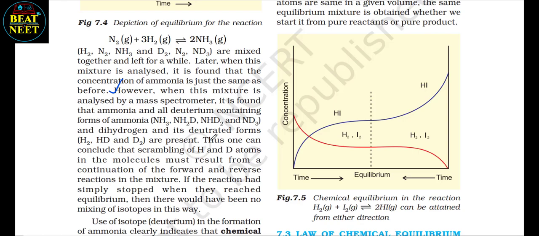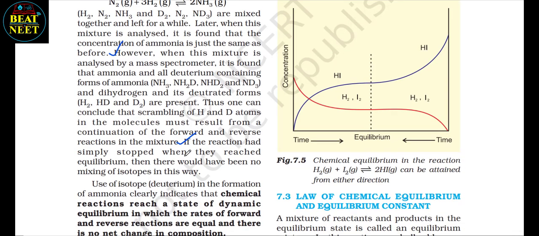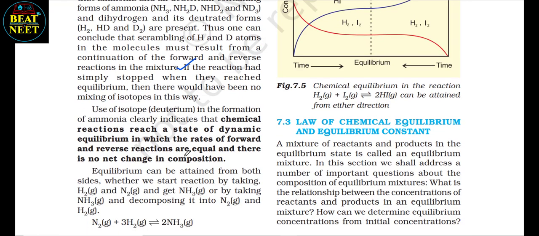Thus, one can conclude that scrambling of H and D atoms in the molecule must result from a continuation of the forward and reverse reactions in the mixture. If the reaction had simply stopped when they reached equilibrium, then there would have been no mixing of isotopes in this way. Use of isotope deuterium in the formation of ammonia clearly indicates that chemical reactions reach a state of dynamic equilibrium in which the rates of forward and reverse reactions are equal and there is no net change in composition. Equilibrium can be attained from both sides, whether we start the reaction by taking H2 and N2 and get NH3, or by taking NH3 and decomposing it into N2 and H2.